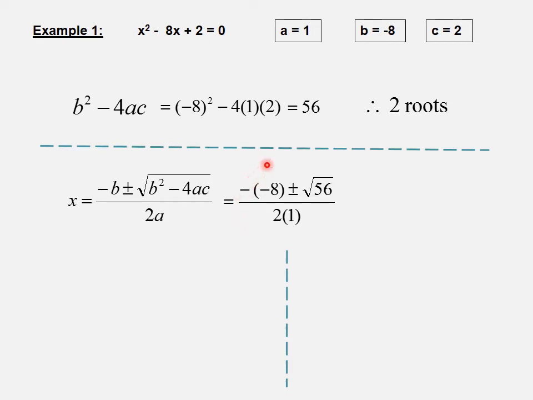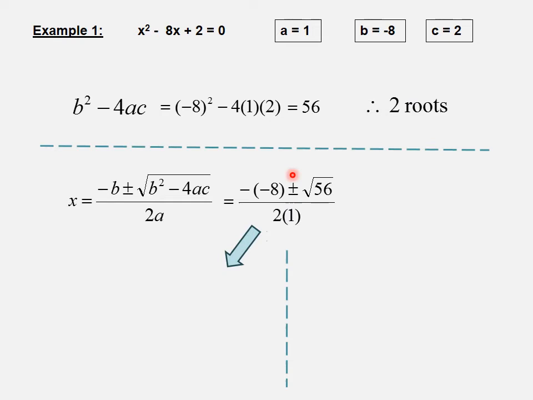So it's negative b, and b is from above, plus or minus. Now, the square root of b squared minus 4ac we already calculated above, so that's nice. We've simplified one step. We'll put the 56 under here and put it under a square root sign, and then the whole thing is divided by 2 times a, and a is 1. So this is an important step to write. Fill in all the numbers.